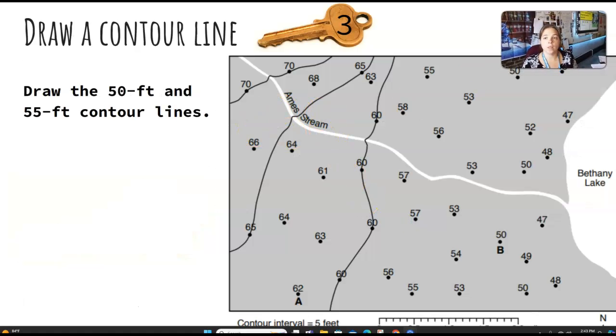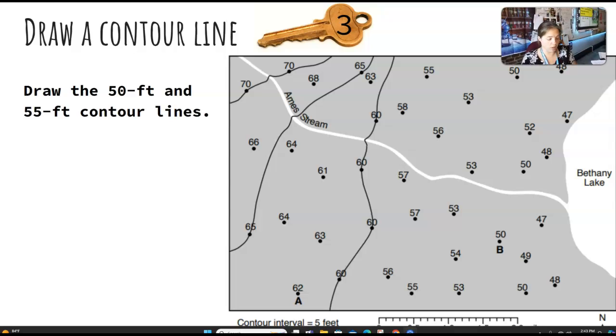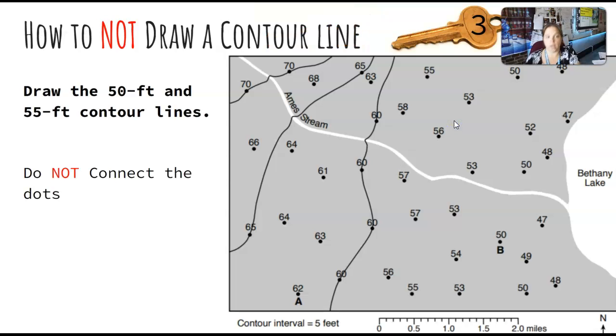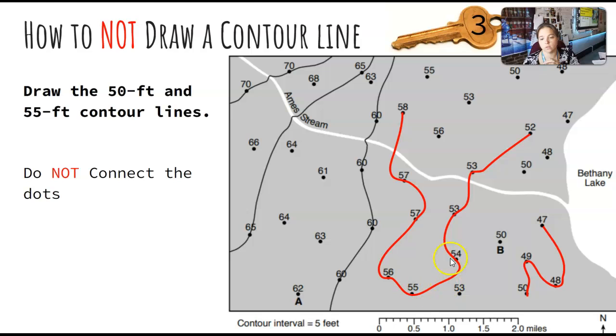All right. The next thing we're going to go to, number 3, is draw a contour line, and it matches up right here to that page. Draw the 55 foot contour lines. First thing off, do not connect the dots. This is how not to do it. Do not connect the dots. For instance, don't do this and don't do this. You don't want to connect the dots like this.